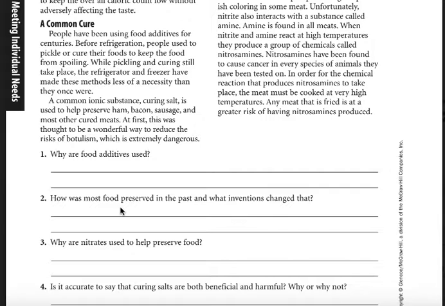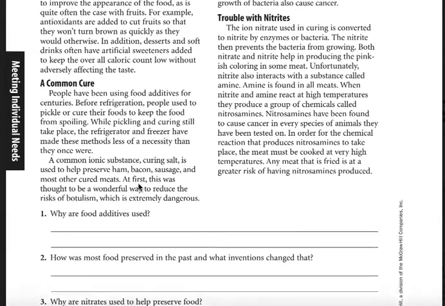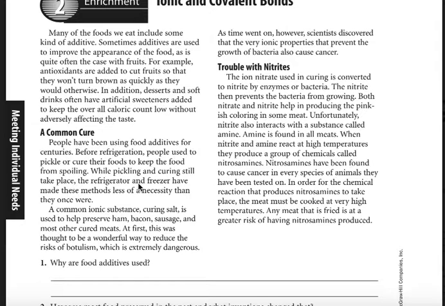Number three, why are nitrates used to help preserve foods? You'd probably write: the ion nitrate used in curing is converted to nitrite. Nitrite prevents the growth of bacteria. Obviously, we don't want bad things to be growing on our food, even though bacteria is everywhere. The compound nitrite prevents certain types of bacteria from growing.